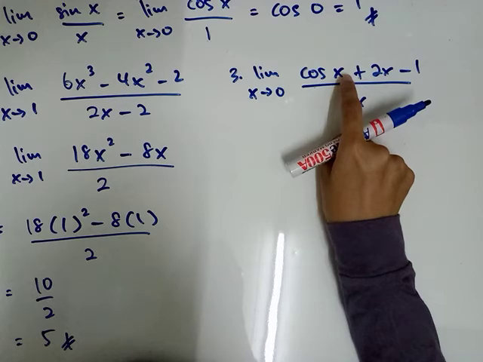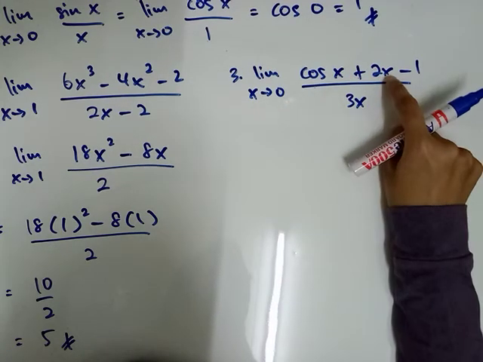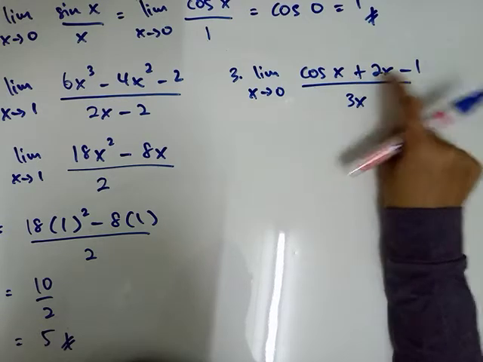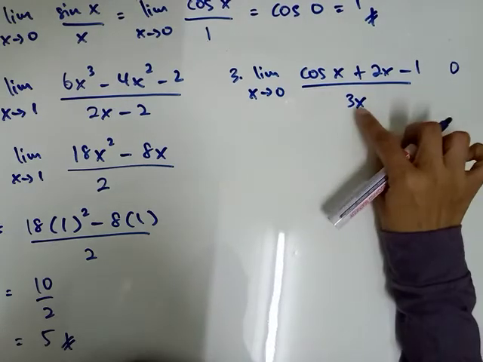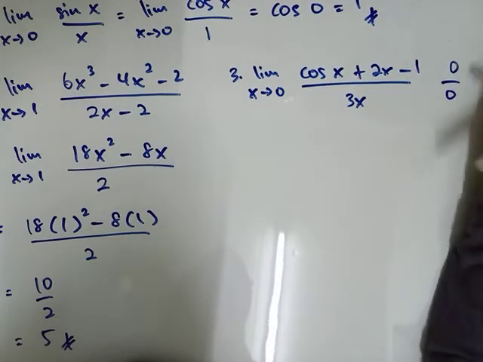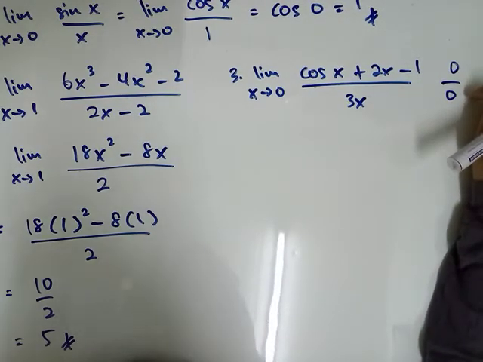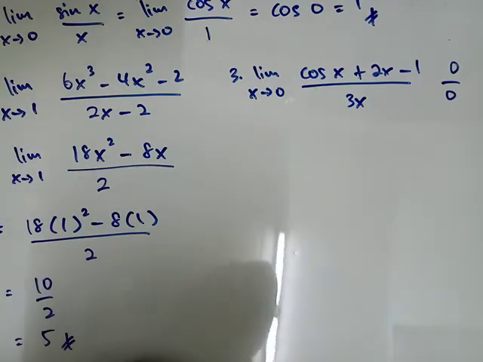Cos 0 is 1. And here, 0 times 2 is 0. So 1 minus 1, we get 0. And then 0 times 3, we get 0 also. So 0 over 0 is a type of indeterminate form. Then we can apply L'Hopital's rule.